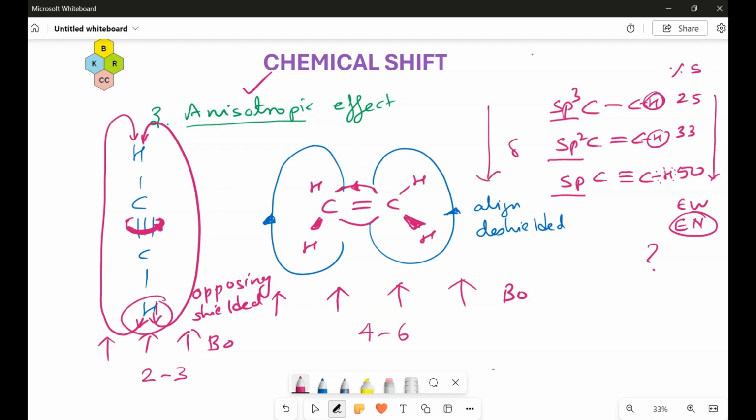But what happens? The alkane has a value of about 0.5 to 2, the alkene has a value of about 4 to 6. For the alkyne, I should expect a higher value, but it comes around 2 to 3. The reason being the anisotropic effect.